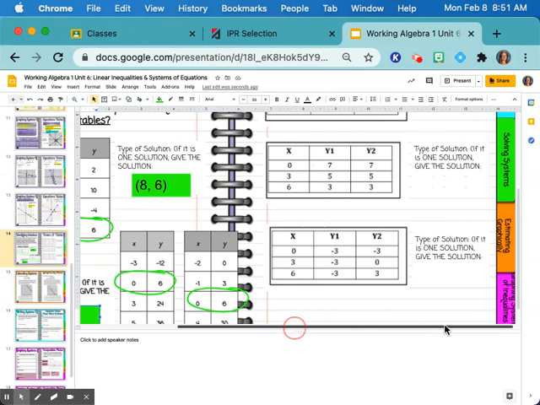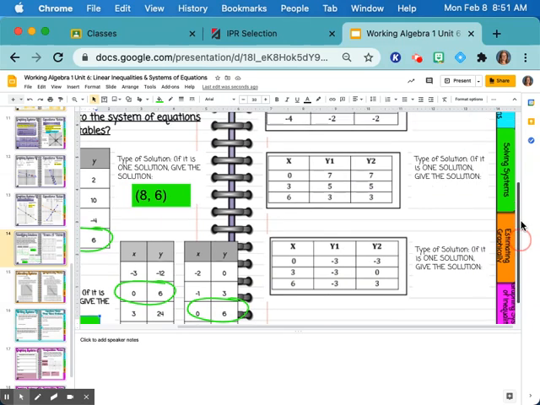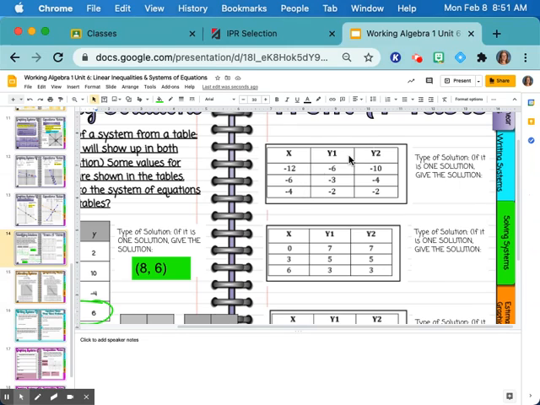Okay, let's keep on going. We just have a couple more examples. Let's look here. This looks just like the table on our calculator where we have X's and then we have Y1, Y2. So we're looking at where the Y1 and Y2 would be the exact same. So it looks like it is -4, -2.